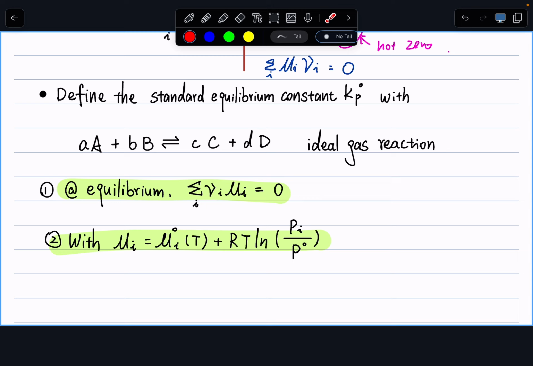That's a mathematics review. But if we use that operation to move everything inside to one big logarithm function, on the right-hand side we can simplify that to negative RT ln, and then we have PC over P naught to the power of C, and PD over P naught to the power of D, divided by PA over P naught to the power of A, and PB over P naught to the power of B. Again, P naught here is just our standard pressure, equal to 1 bar.